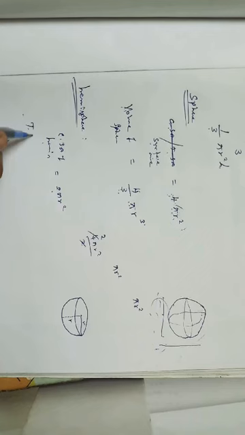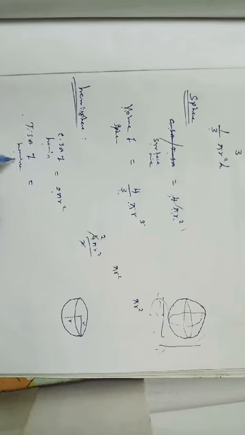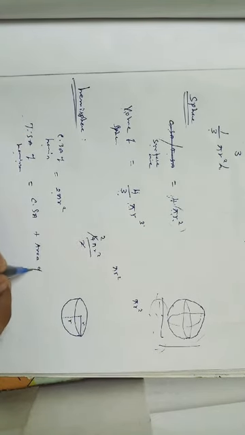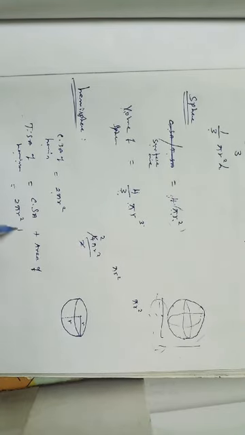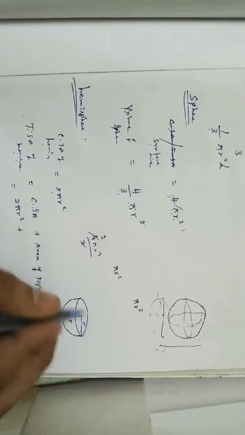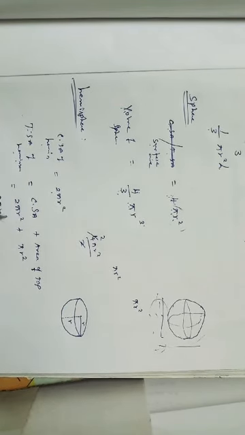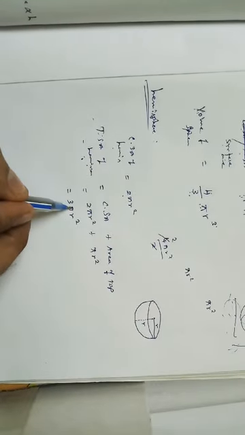Now the TSA of the hemisphere. Here we have the total surface area because we have a top. What is the shape of the top? Circle. So the TSA of a hemisphere is the CSA plus the area of the top. CSA of a hemisphere is 2 pi r square, and the area of the top, a circle, is pi r square. 2 pi r square plus pi r square gives 3 pi r square. So the TSA of a hemisphere is 3 pi r square.